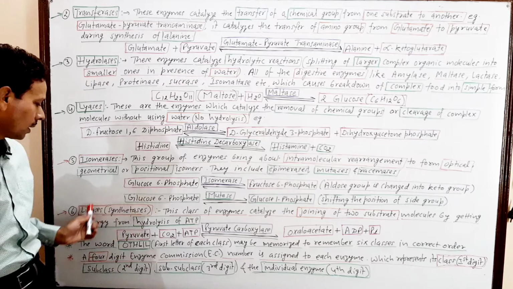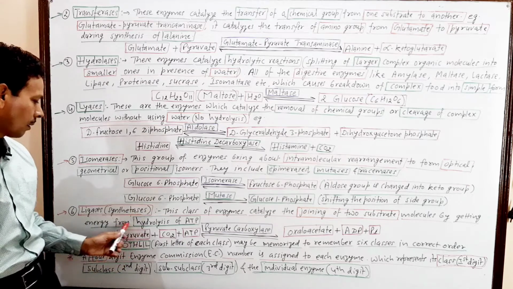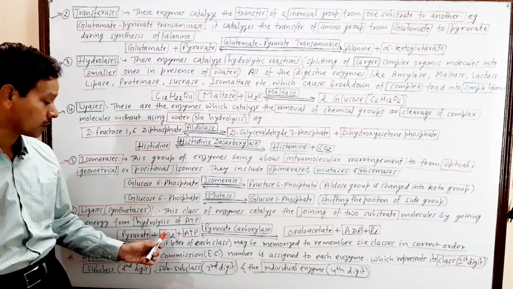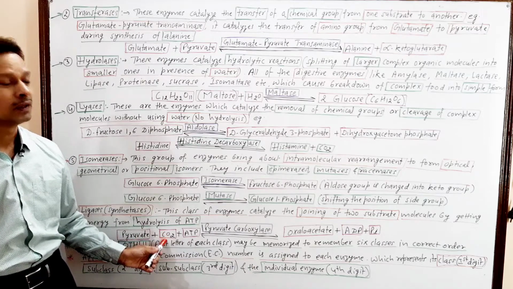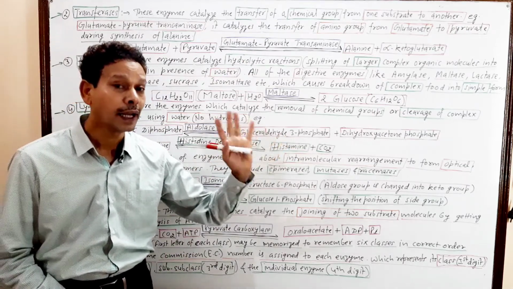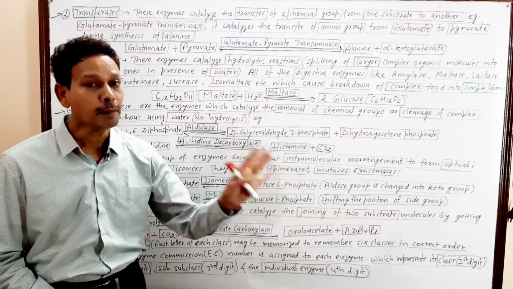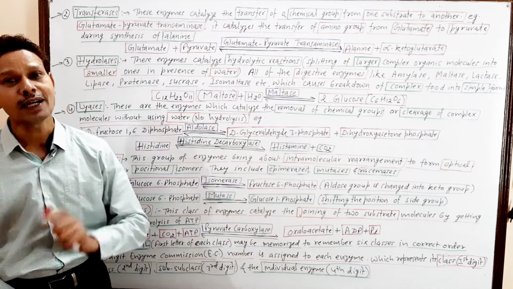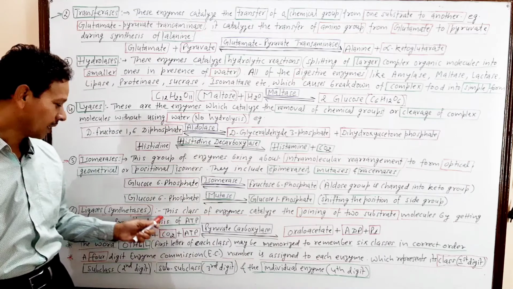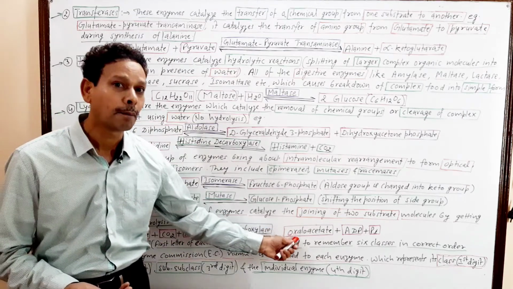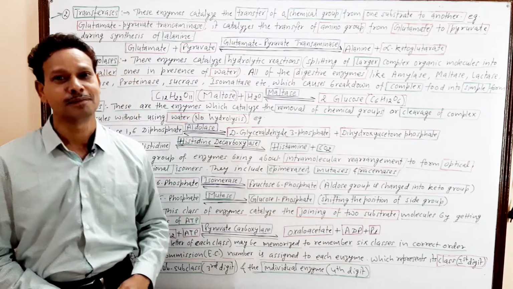Very clear? Example is pyruvate, that is a 3-carbon compound, and this 3-carbon compound in the presence of CO2 plus ATP, means hydrolysis of ATP, ATP breakdown gives energy, and that energy is involved in the conversion of this 3-carbon compound pyruvate into the 4-carbon compound oxaloacetate.